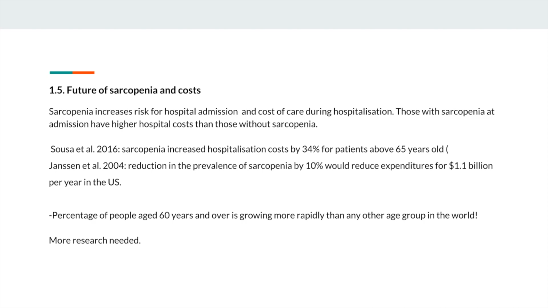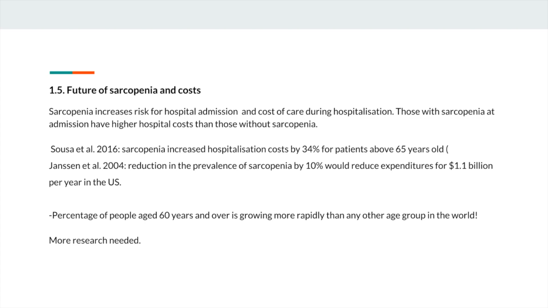Future of sarcopenia and costs. Sarcopenia increases risk for hospital admission and cost of care during hospitalization. Those with sarcopenia at admission have higher hospital costs than those without sarcopenia. A study from 2016 found that sarcopenia increased hospitalization costs by 34% for patients above 65 years old. Janssen et al. made a research on the effect of reduced prevalence of sarcopenia on the economy of healthcare. The results showed that a reduction in the prevalence of sarcopenia by 10% would reduce expenditures by $1.1 billion per year in the United States.